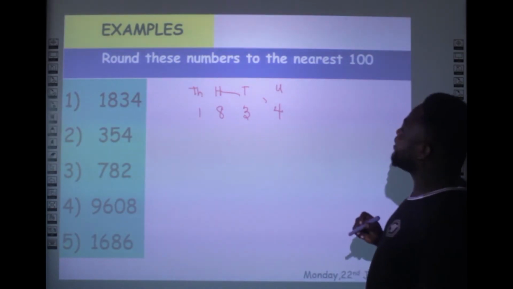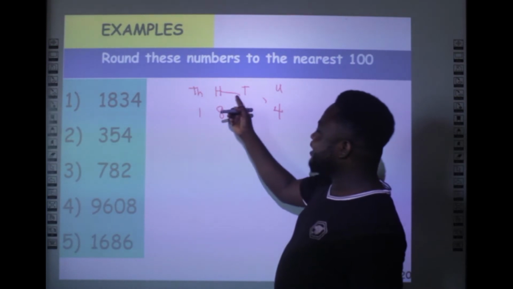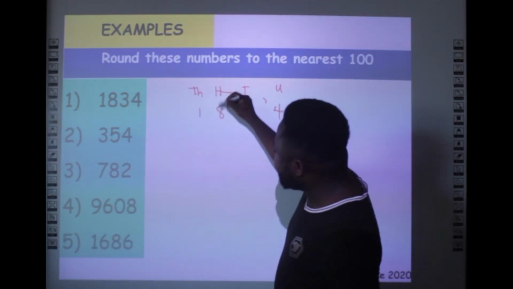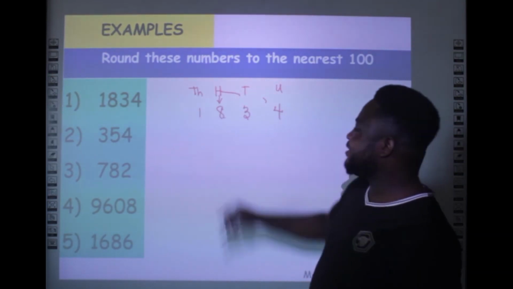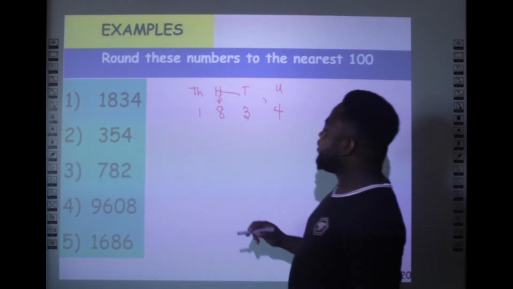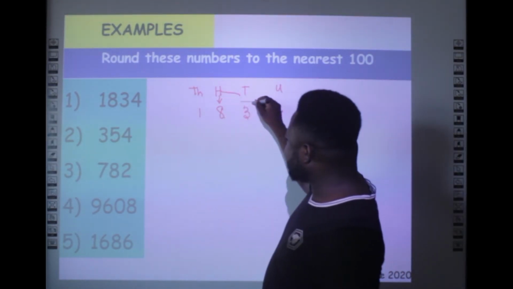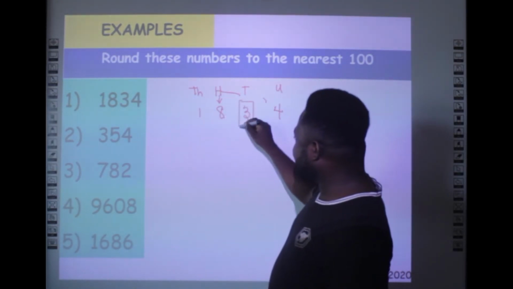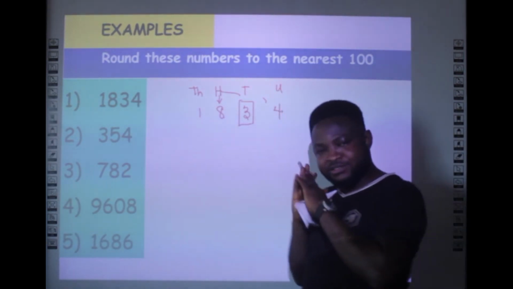Now to the nearest what? 100. Now look at these units. This 10, this 100. So that means H will be our target digit, which is what? 8. Can you see that? Now look at the digit to the right of the target digit, which is what? 3. Can you see that? Is this number up to 5? No, you allow it to rest.